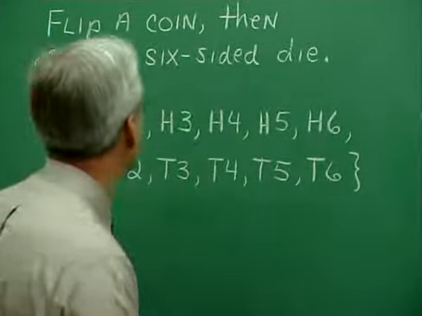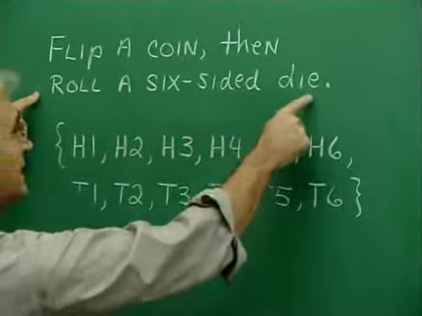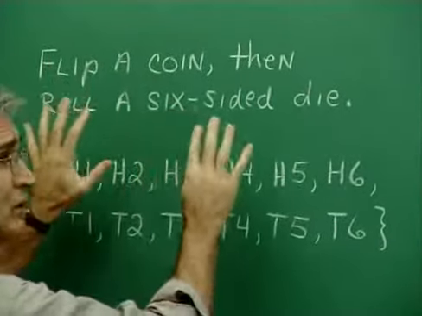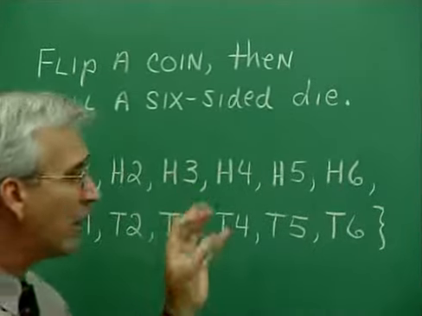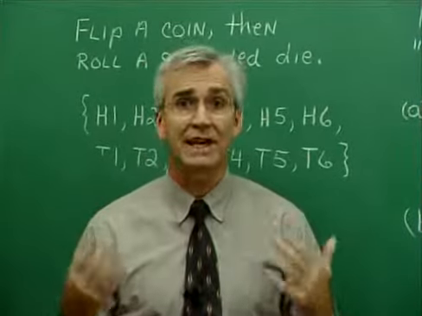Consider this problem. Suppose we flip a coin, and then following that, we roll a six-sided die. And we'd like to know all of the possible outcomes in performing these two tasks back to back. Well, the safest thing to do in counting the possible outcomes in a situation like this is to list them all and simply count them.